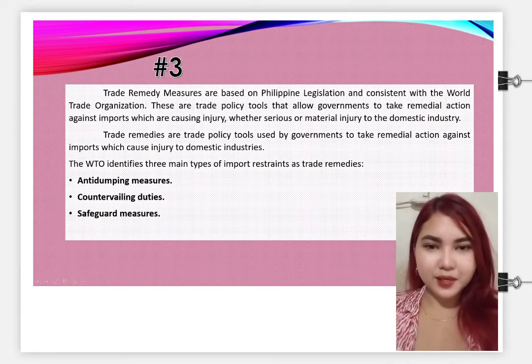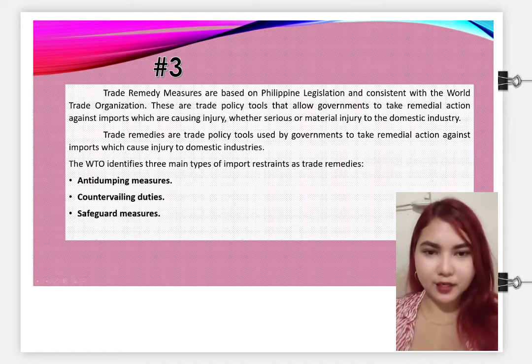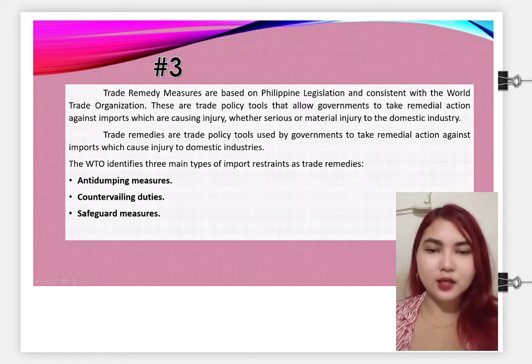So next topic is trade remedies. So trade remedies are actions taken in response to subsidies or countervailing duties, sales at less than fair value or anti-dumping, and import surges or safeguards. The term trade remedies is usually applied to measures that governments can implement in 3 specific cases of perceived abuses in international trade in goods.